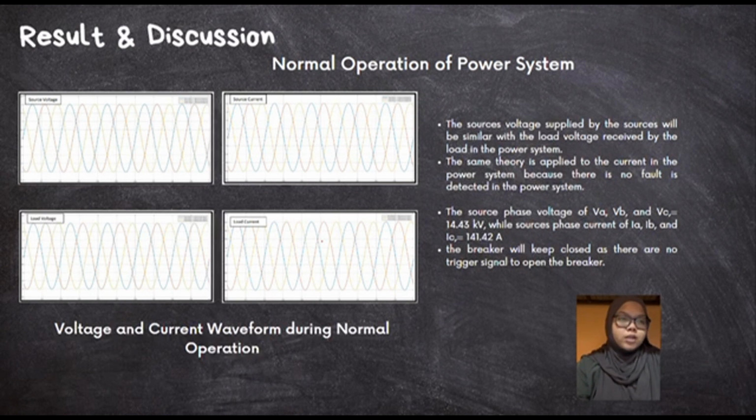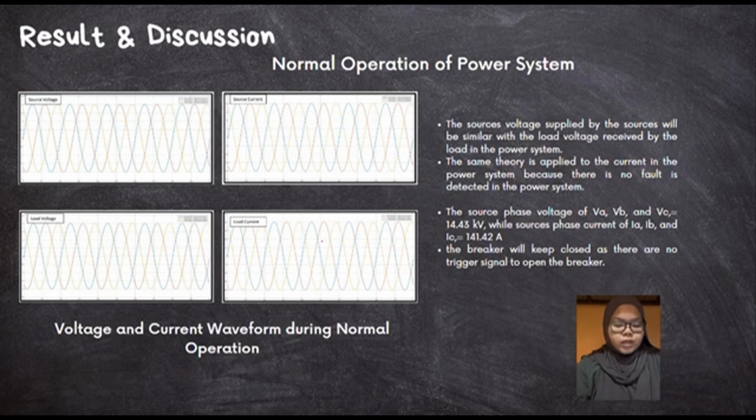As we can see here is the normal operation of our system. In this section, the source voltage supplied by the source will be similar to the load voltage received by the load in the power system. The same theory applies to the current in the power system because there is no fault detected.